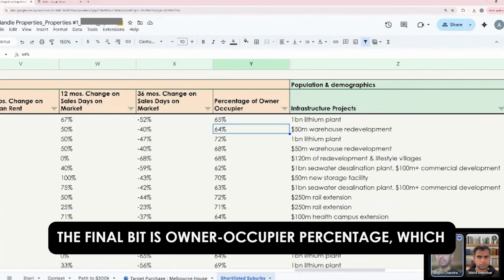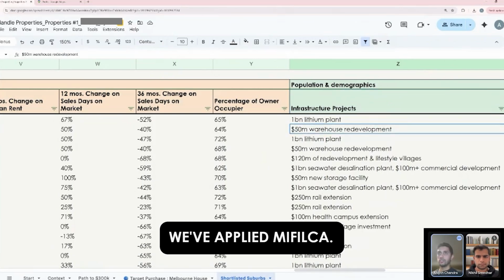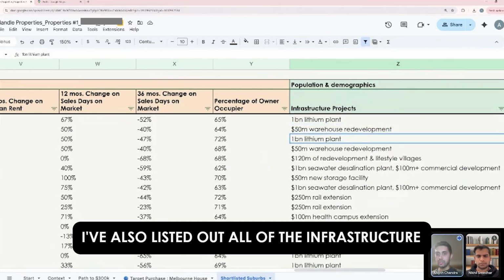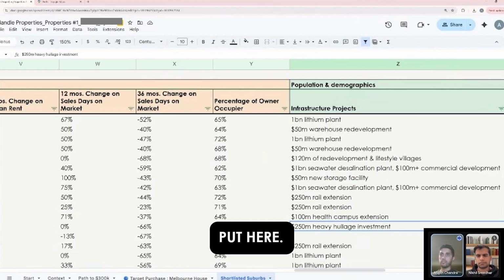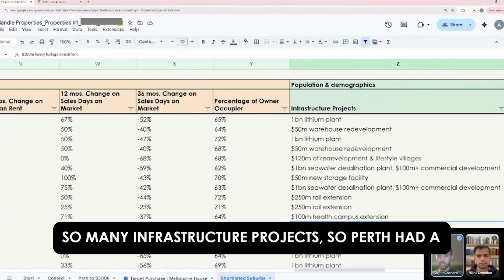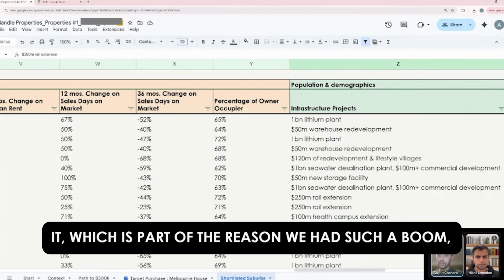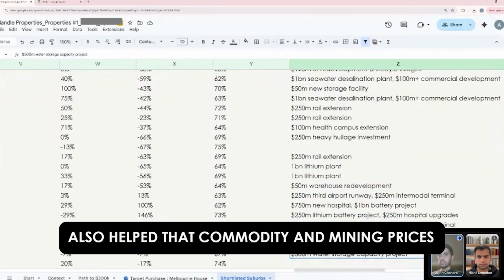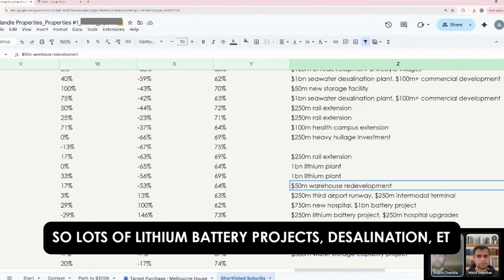The final bit is owner-occupier percentage, which we've got here. Honestly, there's not much to cover because we've applied the filter. I've also listed out all of the key infrastructure projects across each of the key regions. So many have infrastructure projects. Perth had a phenomenal amount of money being pumped into it, which is part of the reason we had such a boom. It also helped that commodity and mining prices stayed pretty strong over the last few years. So lots of lithium battery projects, desalination, etc.